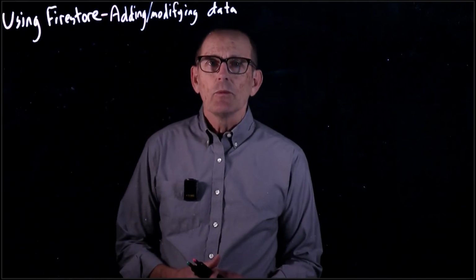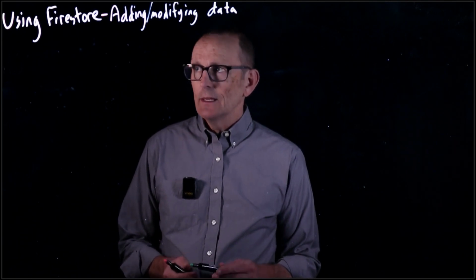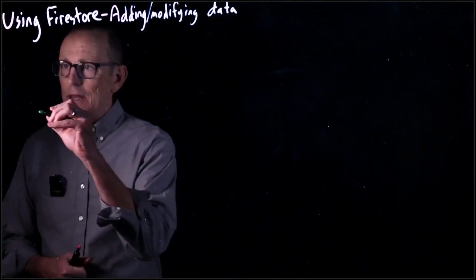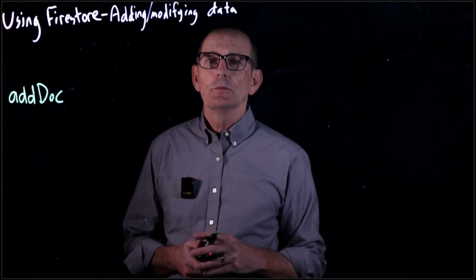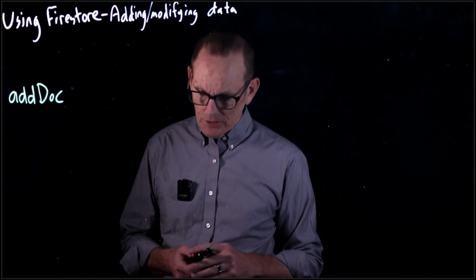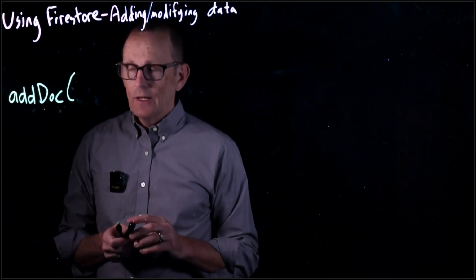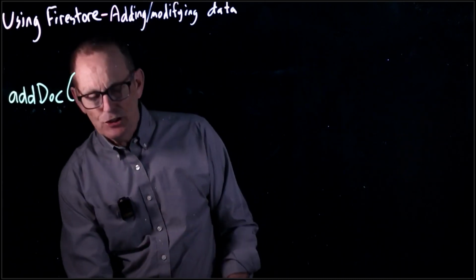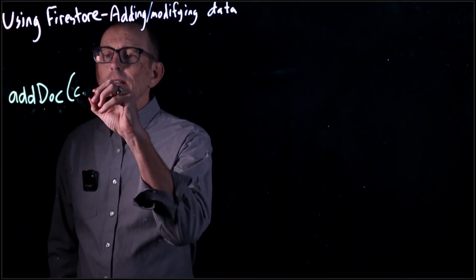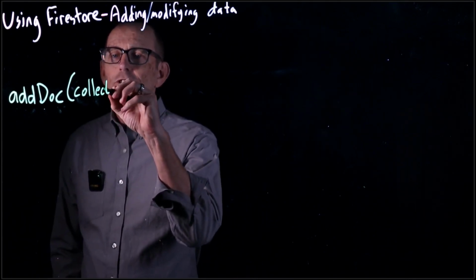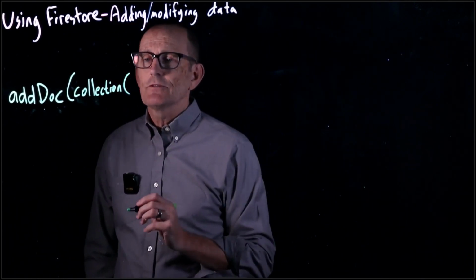There are different ways in which you can add data. One way is to use addDoc. This again is one of these functions that you are going to need to be importing from Firebase/Firestore. addDoc takes two parameters. If you want to use addDoc, what you pass is a reference to a collection. A reference to a collection is created with a collection function. So collection also has to be imported from Firebase/Firestore.